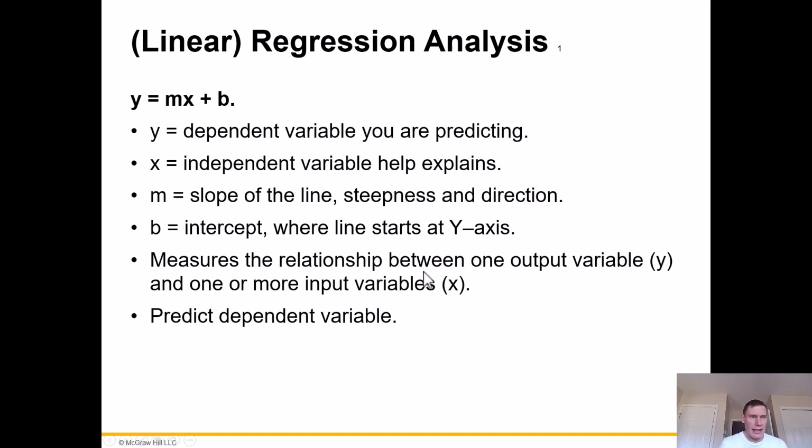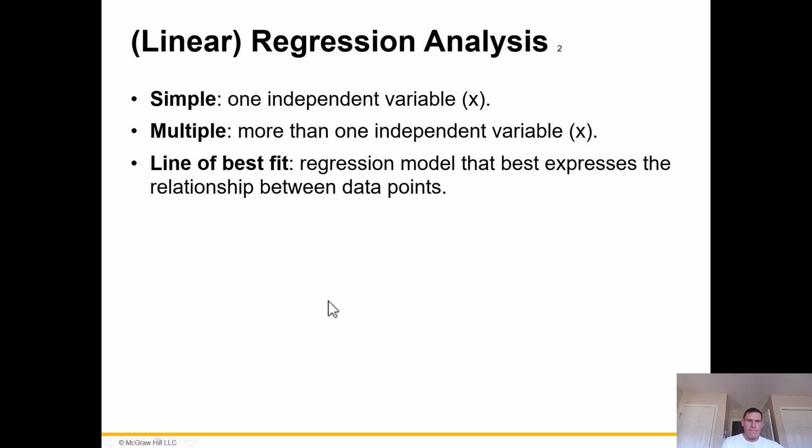And then linear regression analysis. This goes back to slope and intercept. Remember, y equals mx plus b. Y is the dependent variable you are predicting. X is the independent variable which helps explain the dependent variable. M is the slope of the line. So think about the gradient, the steepness and direction. B is the intercept, where the line starts at the y-axis. It measures the relationship between one output variable y and one or more input variables x, and it's used to predict the dependent variable.